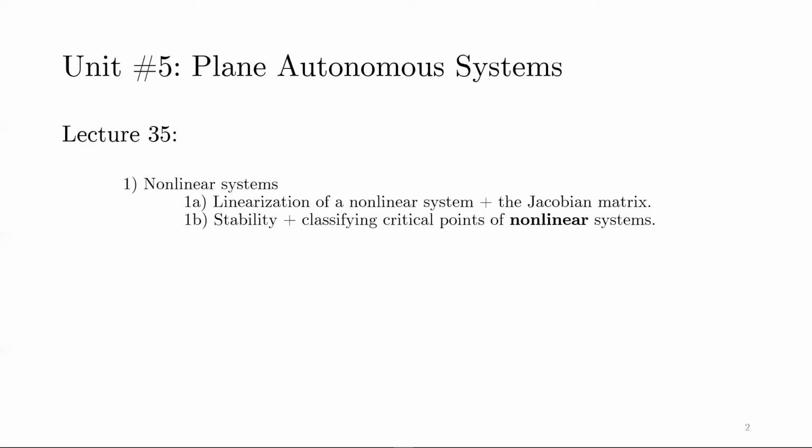So we want to identify the critical points of these nonlinear systems. For nonlinear systems, there will potentially be critical points that are not at 0, 0, whereas for linear systems, they were always at 0, 0. And we want to classify the type and stability of these critical points. So let's get into it.